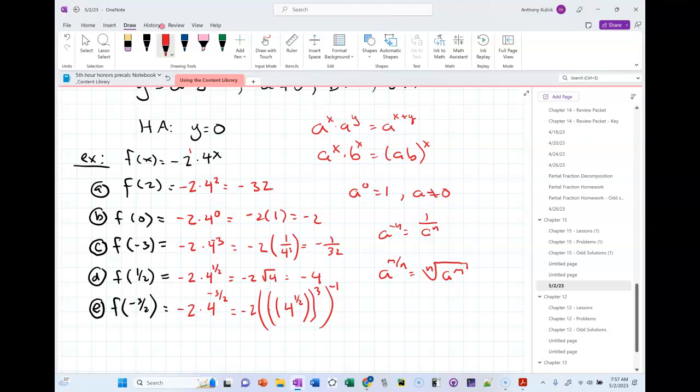And as Rita had suggested, let's deal with the 1/2 power first because taking the square root of 4 is easy. We know how to do that, right? So the 4 to the 1/2 is just 2. And then 2 to the third is 8. And then to the negative 1 is 1 over 8. And then times negative 2 is negative 1/4.